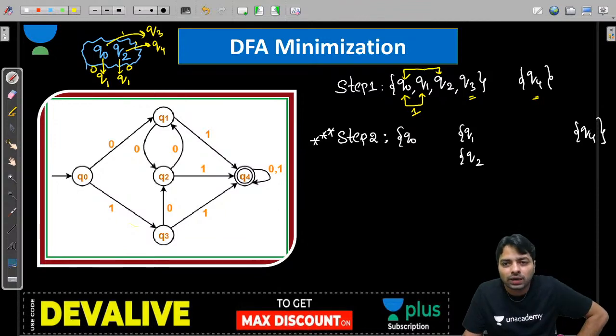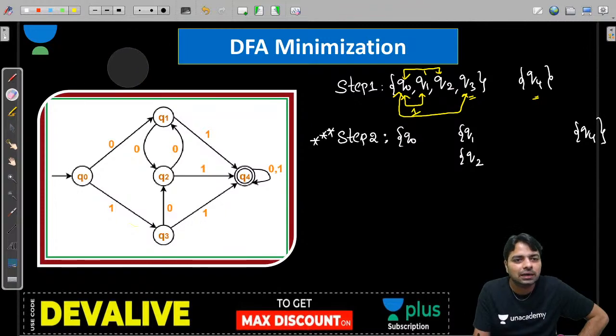And symbol 1 is separated. Same symbol 1 is separated, guys. Now let's try for Q0 and Q3. Now delete from your database, and Q0, Q3 we require to compare.